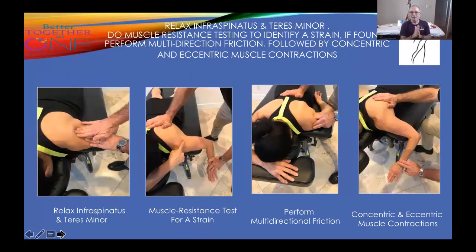Okay. So we're relaxing the posterior rotator cuff. We're doing a muscle resistance test. So in this case, friends, pointing to a strain in the infraspinatus tendon. We can do multi-directional frictioning and concentric and eccentric muscle contraction, or we can do microcurrent with the dolphin. So we have options on treating scars. I'm leaning more towards the microcurrent now than the frictioning. And those are muscles that we will strengthen in home care retraining.